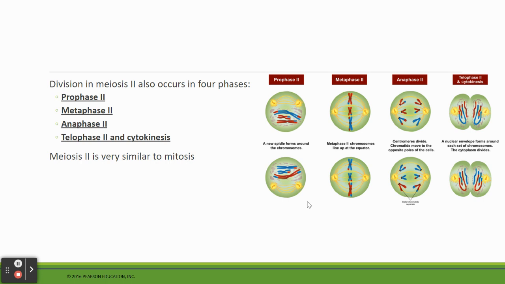In prophase 2, we're going to have new spindles form around the chromosomes. In metaphase 2, those spindles help move the chromatids to the middle of the cell, just like in metaphase. They line up at the equator. The spindle fibers are attached at the kinetochores so that when anaphase 2 happens, we separate those sister chromatids and pull them to either side of the cell. Then a nuclear envelope forms around those new chromosomes, and the cytoplasm will divide.